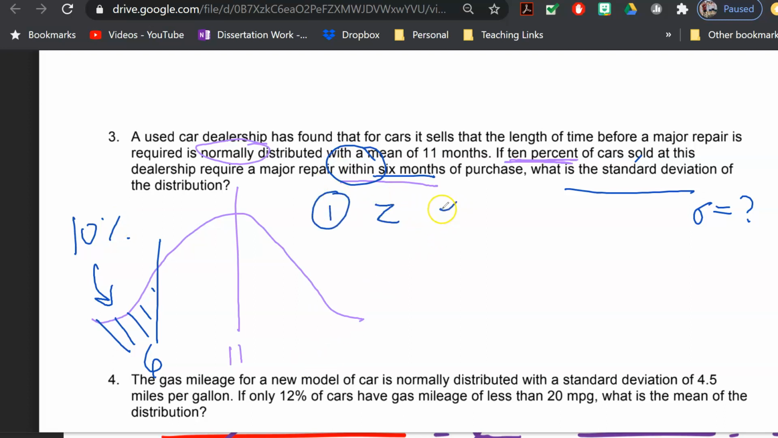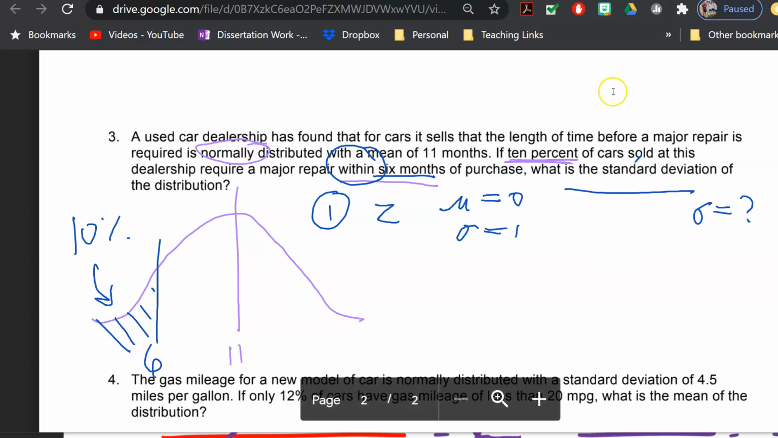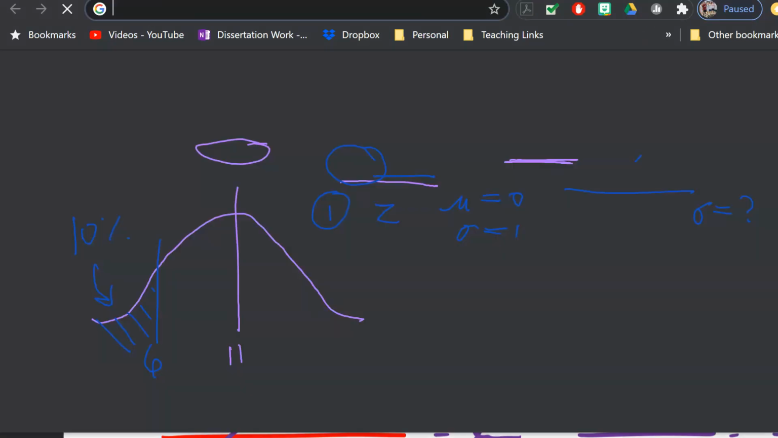For z-scores, you must use a mean of 0 and a standard deviation of 1. It doesn't matter that we know the mean is 11. We want a z-score, and z's come from the standard normal with a mean of 0 and a standard deviation of 1. And this is where we're going to use StatCrunch. In all of my other videos, of course, I use a graphing calculator, so I want to show you what this looks like without one.